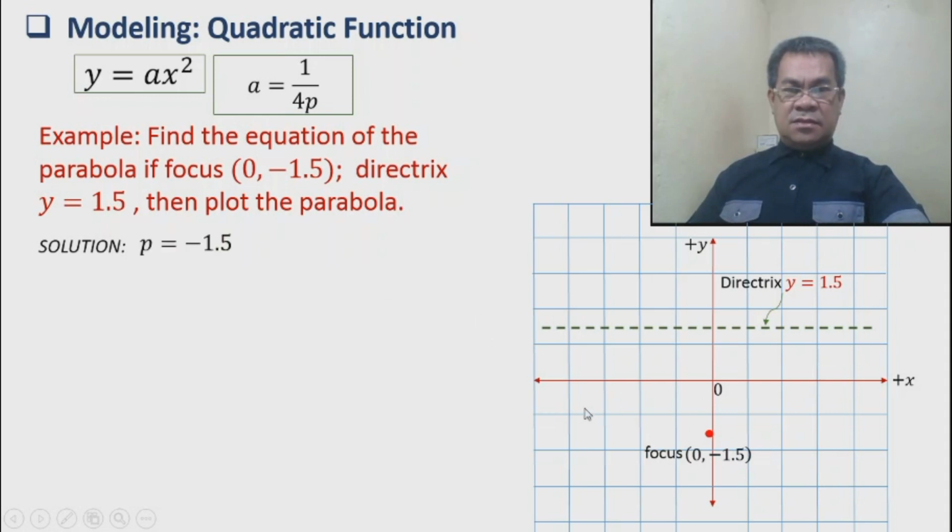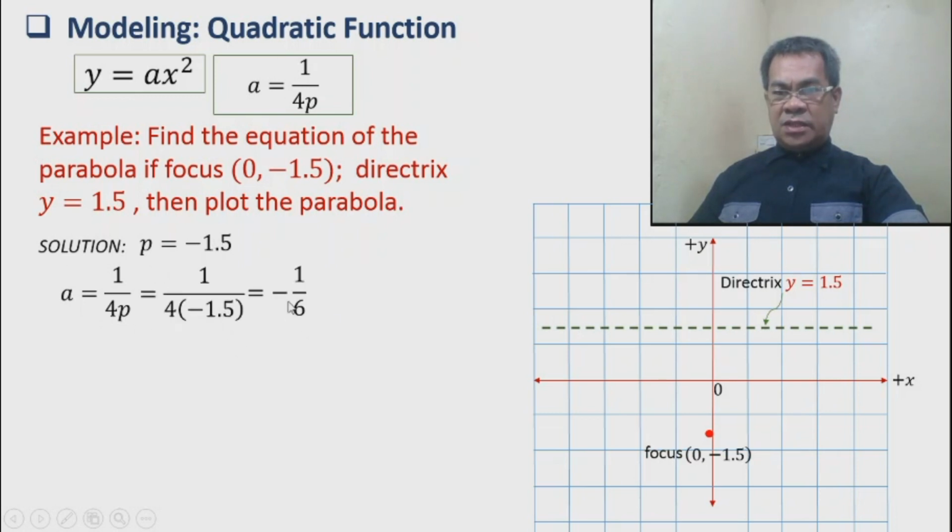So in that case, our P is negative, because this is our P and this is positive. This is downward P, so it should be negative P. From the formula, a is equal to 1 over 4p. Substituting the negative 1.5 here, we come up with a is equal to negative 1 over 6. Reminder: if a is negative, then the parabola opens downward. If a is positive, then it opens upward. So this is a parabola that opens downward, whose a is negative 1 over 6.